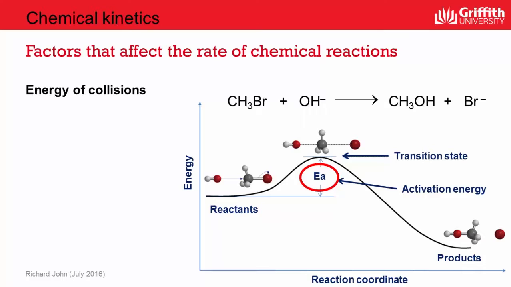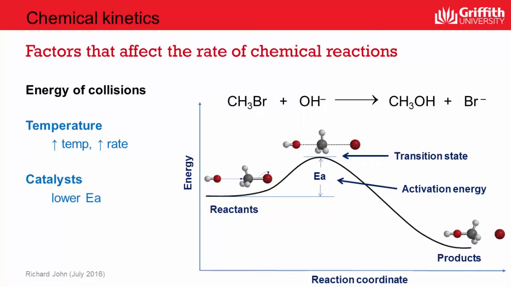Experimental factors that can be used to control or ensure that there's enough energy to overcome the activation energy include the temperature. The higher the temperature, the greater the energy of a reactant species, and therefore the greater the rate of the chemical reaction. And we can also use a catalyst, which typically acts to lower the activation energy of a chemical reaction and therefore greatly speeds up the rates of chemical reactions at a particular temperature.